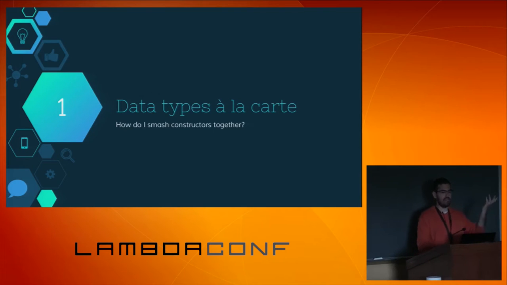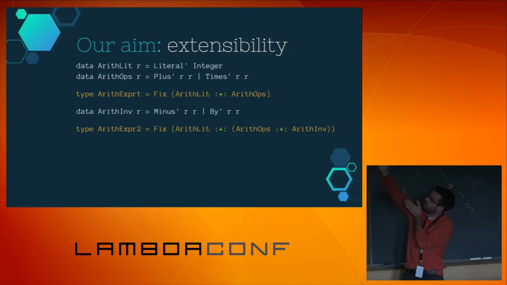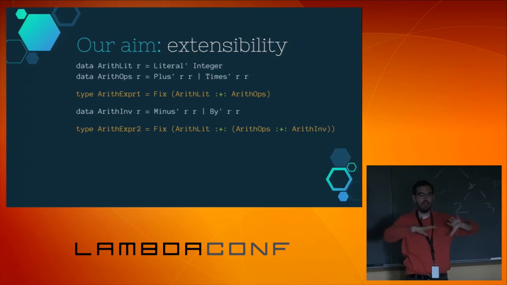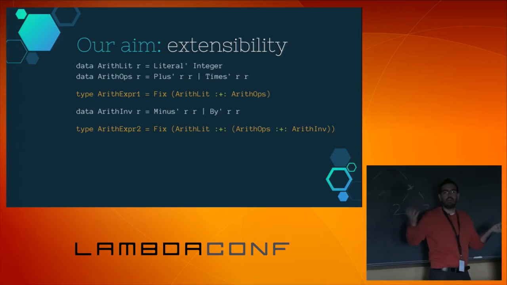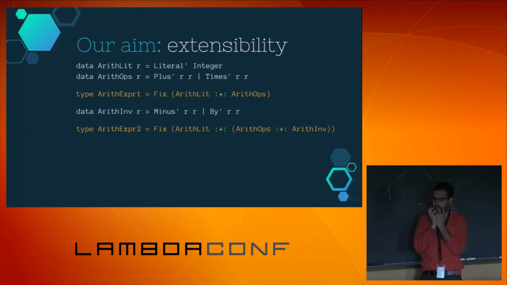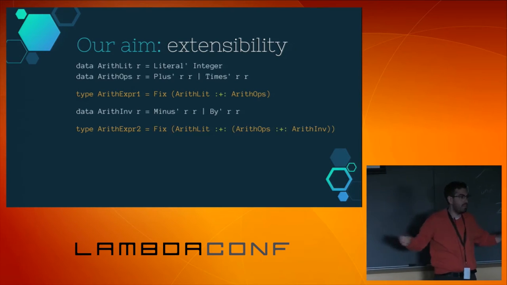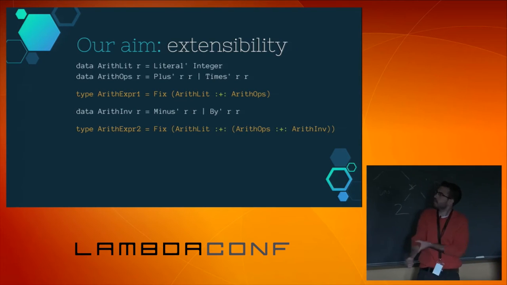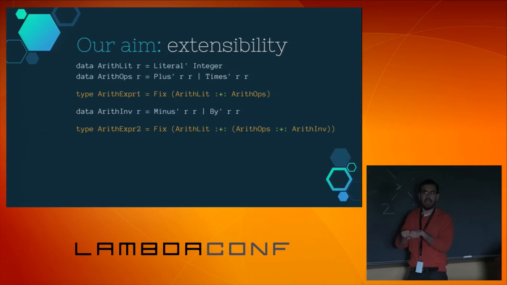And this technique is called data types à la carte. So as I said, our aim is extensibility. So we have the pattern functor above, where I'm splitting the literals from the operations. And we would like to have some kind of plus, call it combined plus, whatever, some kind of combinator which puts constructors together. So our arithmetic expressions are going to be just the fixed point of these two things put together. So imagine plus is just putting things together. And if we then want to add minus and division, then we just put it together with a new plus. So this is getting us extensible data types.